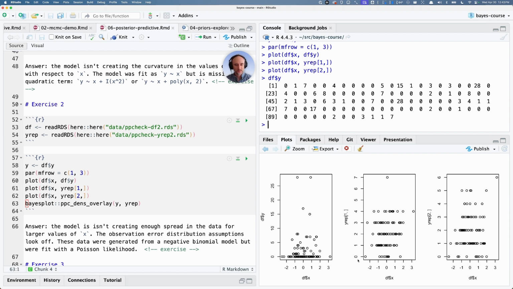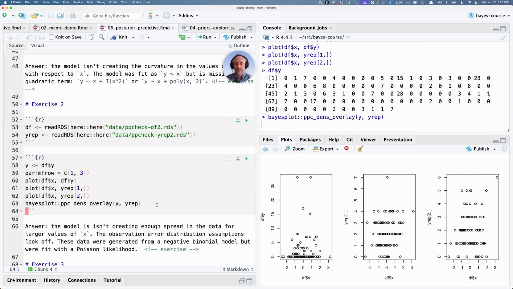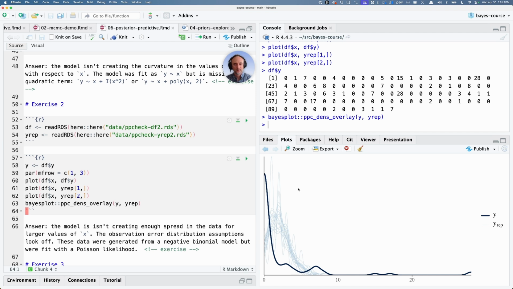And I'd say there's 2 things that look different here. You've got more zeros in your observed data, and you've got much more dispersion, much more spread or variance in the observations. We could also look at the density overlay, and you can get the same information in a different way. There are a lot more low values and a lot more high values.